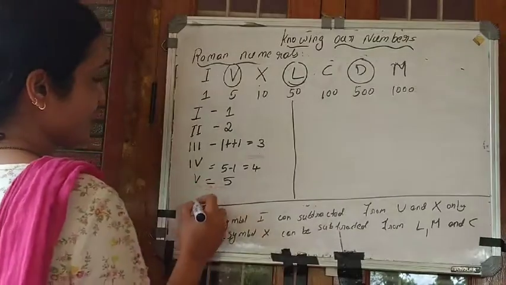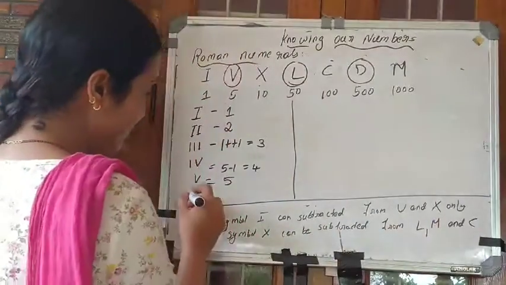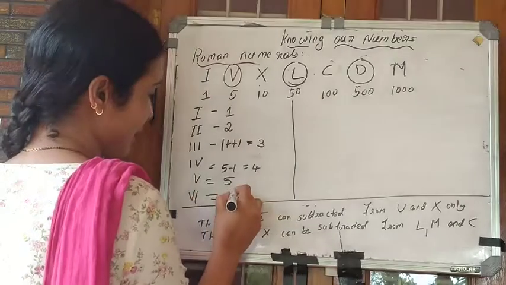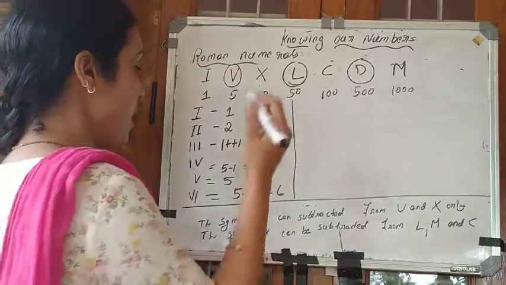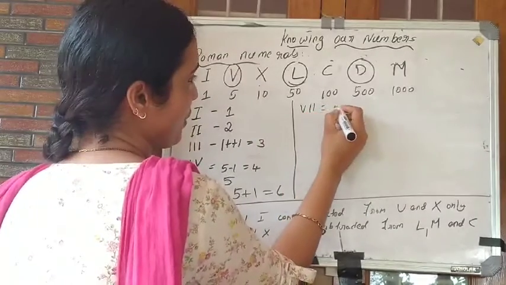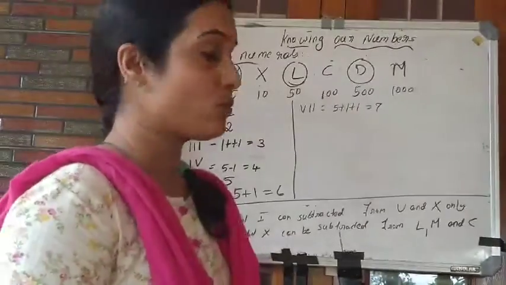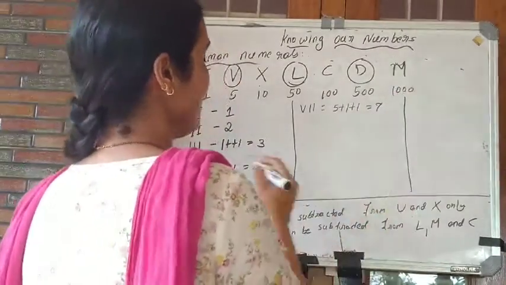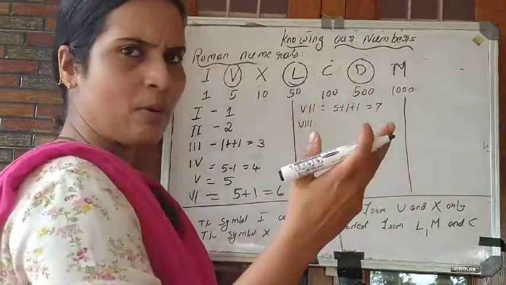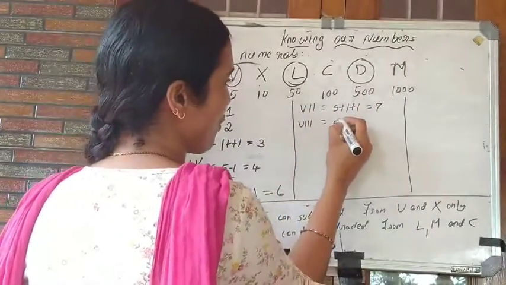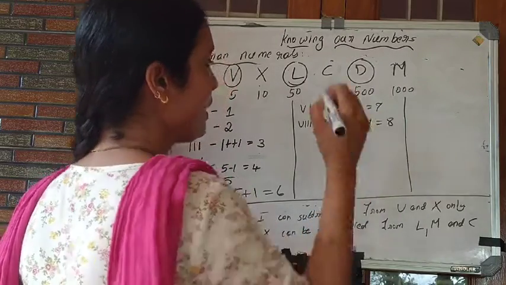So how to write 6? 5 plus 1, there is no other option. Directly we can write 5 plus 1 is 6. How to write 7? 5 plus 1 plus 1 is 7. The next is 8. 8 also can be repeated, this symbol up to 3 times. Maximum 3 times it can be repeated. So 5 plus 1 plus 1 plus 1 is equal to 8.